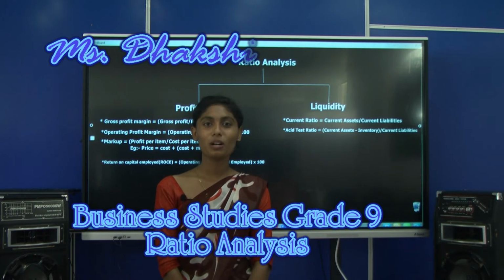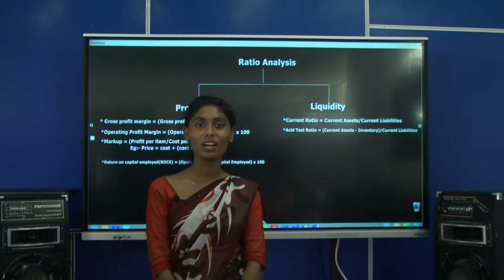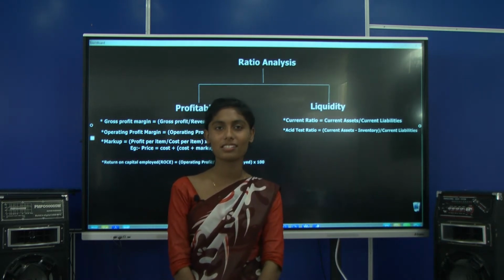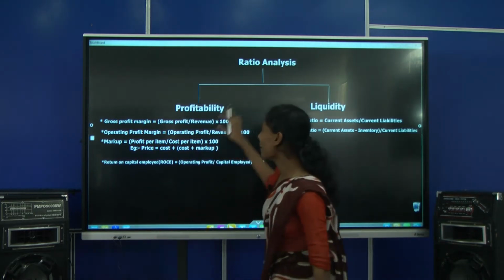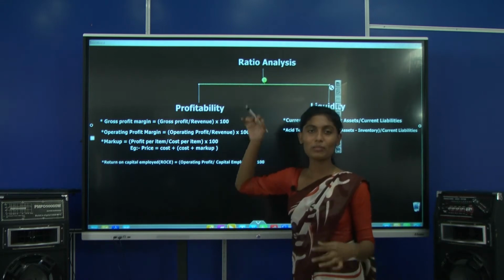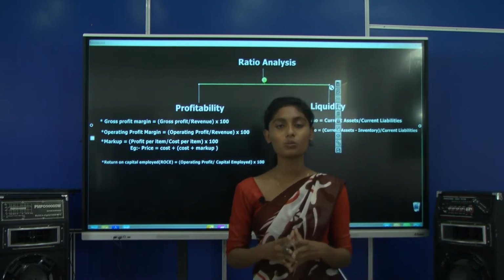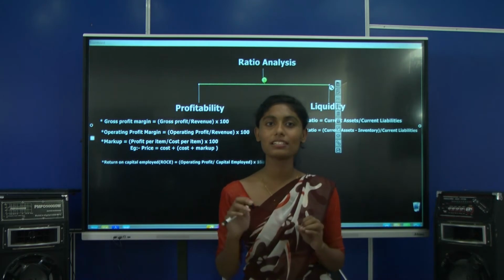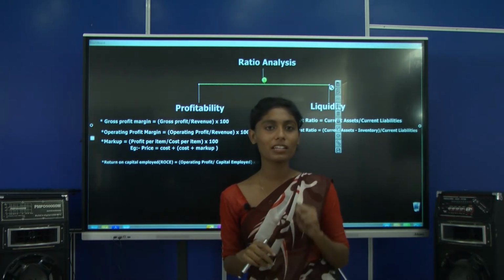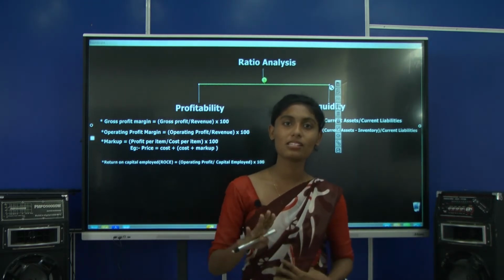Today we are going to learn about business studies for grade 9 students, chapter number 31. We are going to do ratio analysis. So what do you mean by ratio analysis? What do you mean by ratios? Ratios are where we compare two mathematical components. That means we compare two related elements with each other.